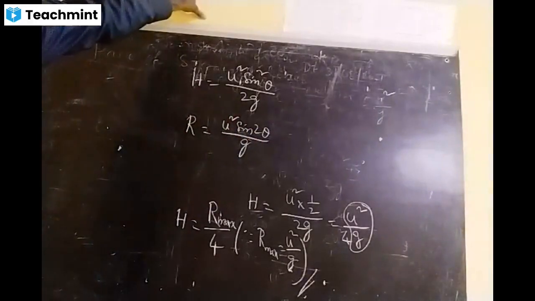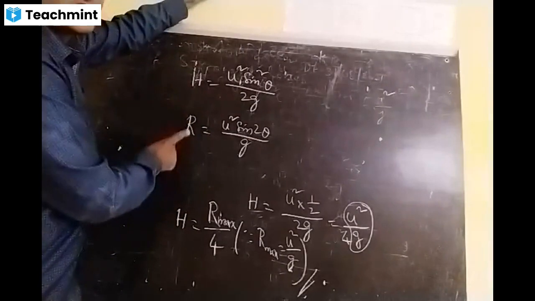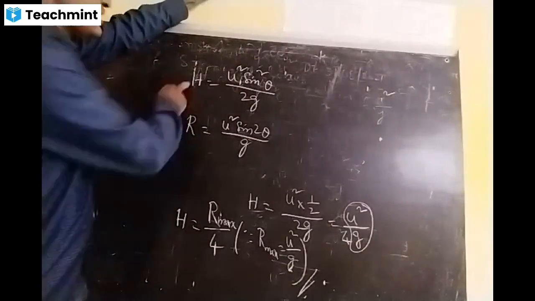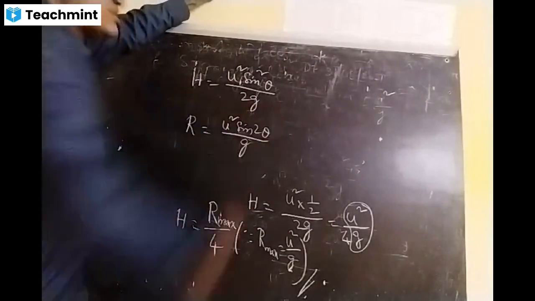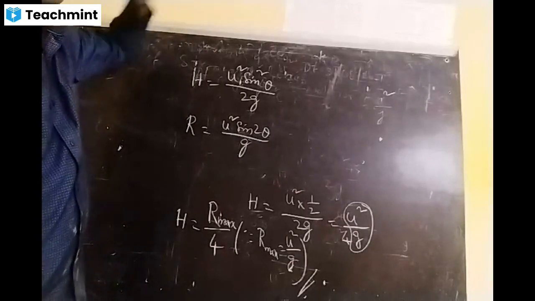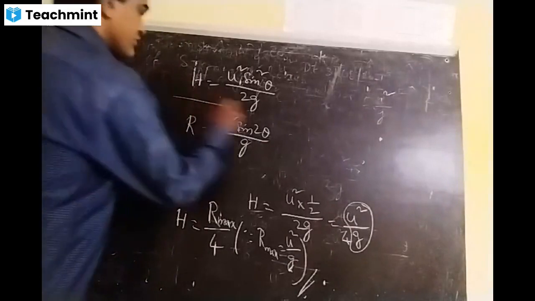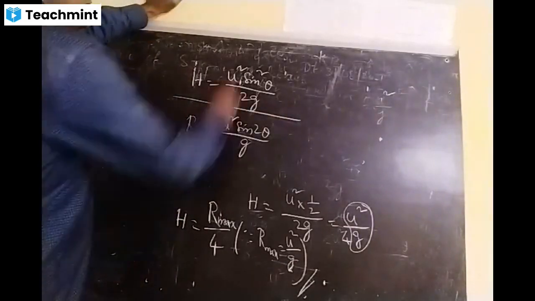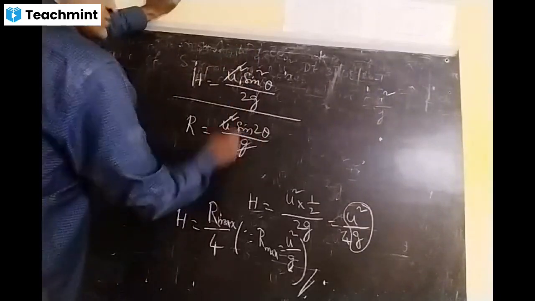Now let me find the relation between this maximum height and range. This is not maximum range; this is the range of a projectile. I want the relation between these two, so I'll divide these two equations. Now if I divide these two, what will I get? On the right-hand side, U square and U square cancel, and g and g cancel.